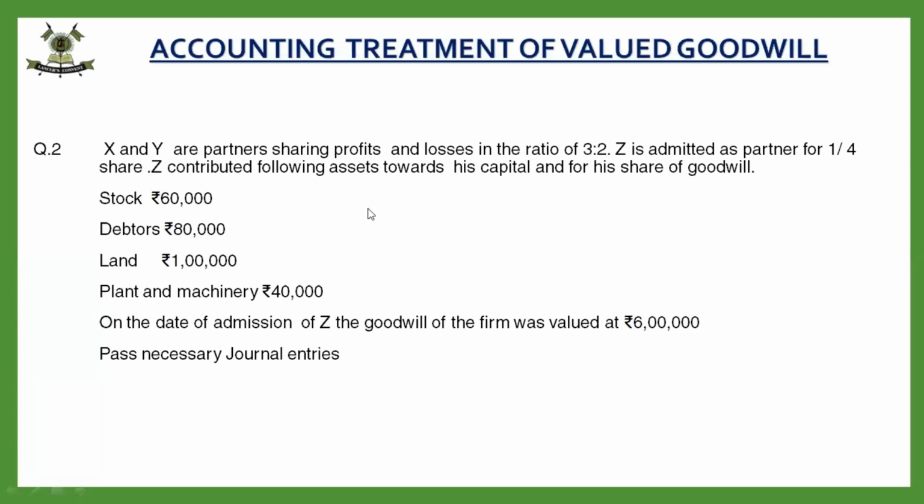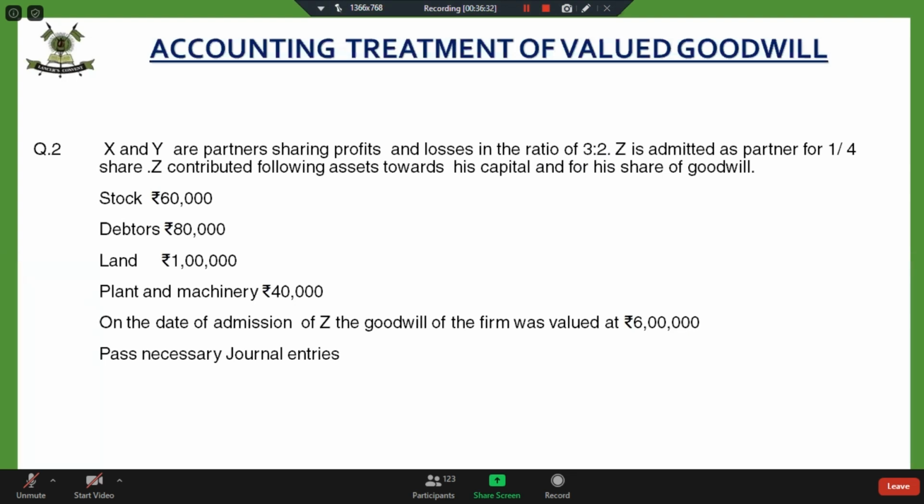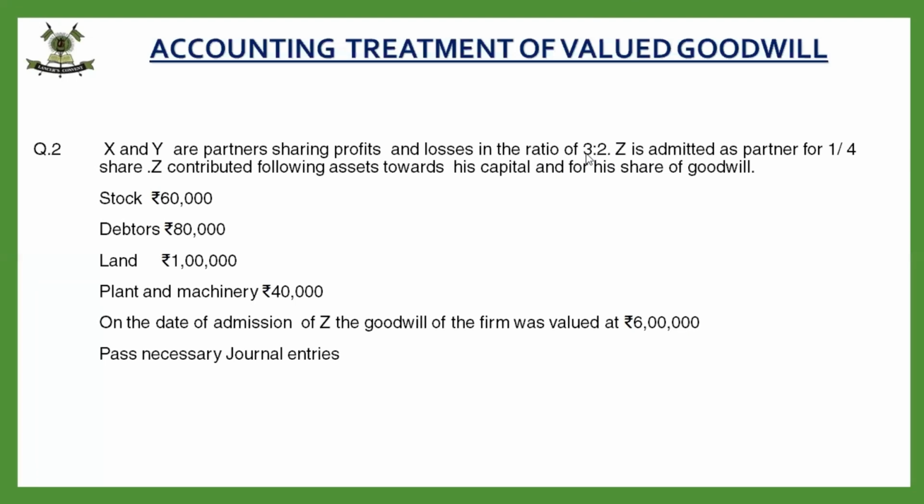So whatever premium amount he is bringing, 1,50,000 will be distributed amongst X and Y in their old profit sharing ratio. Basically, it is the sacrificing ratio. Both are sacrificing, so it is being distributed in the sacrificing ratio. But because the case is such that the old profit sharing ratio is equal to the sacrificing ratio, it is 3:2. But the concept is not going to change. It has been distributed in the sacrificing ratio, though it is a case where the sacrificing ratio is equal to the old ratio. So let's see the entries.